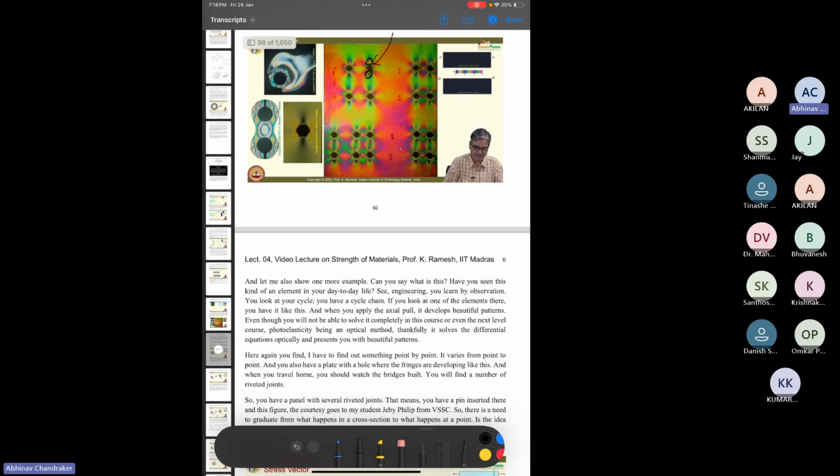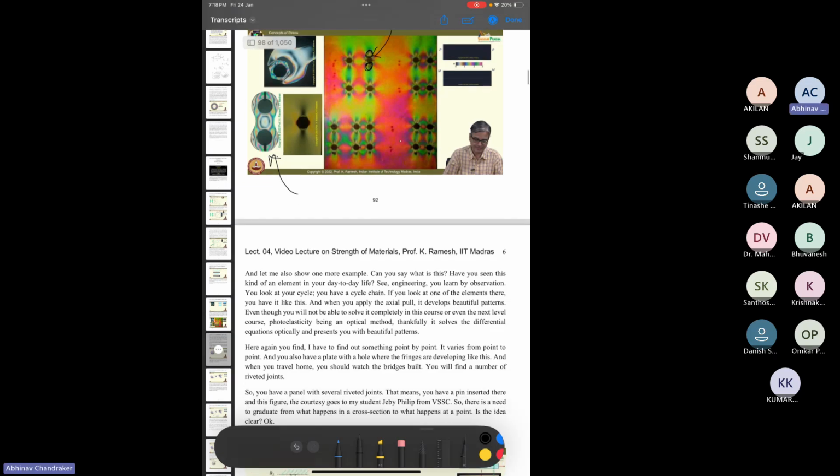So this is a link which is used for making a chain, for example, in cycles or motorcycles. And here also you have a similar kind of geometry having a hole in it, and you apply load on these links near the hole.